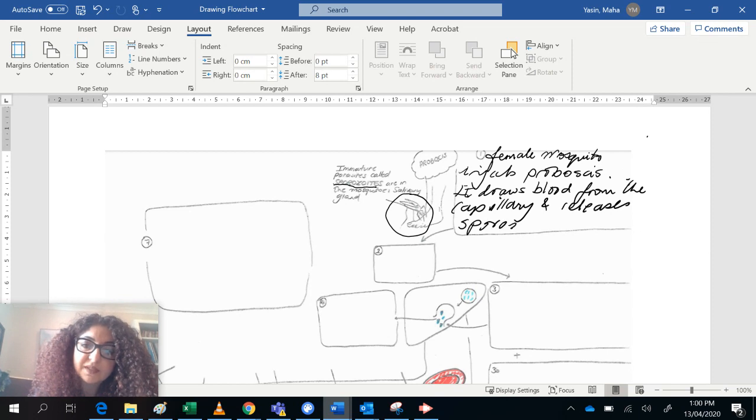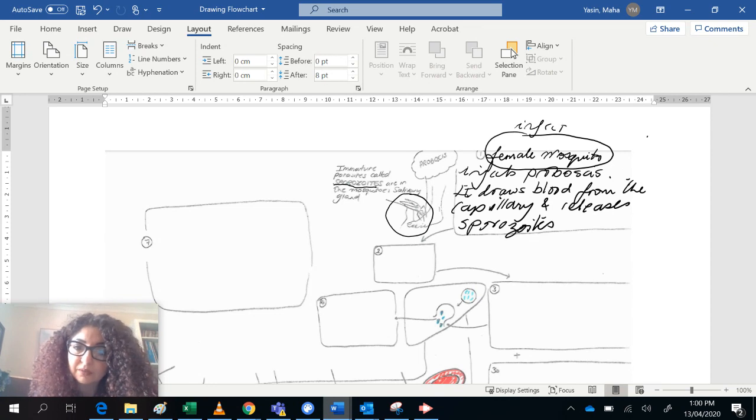sporozoites. Now, something that we also have to look at here is, I've said female mosquito. Something you have to add to that is that it has to be an infected one. This pen is not the greatest, but we'll manage. So of course it has to be an infected female mosquito, and it is infected with the sporozoites or the immature parasites.